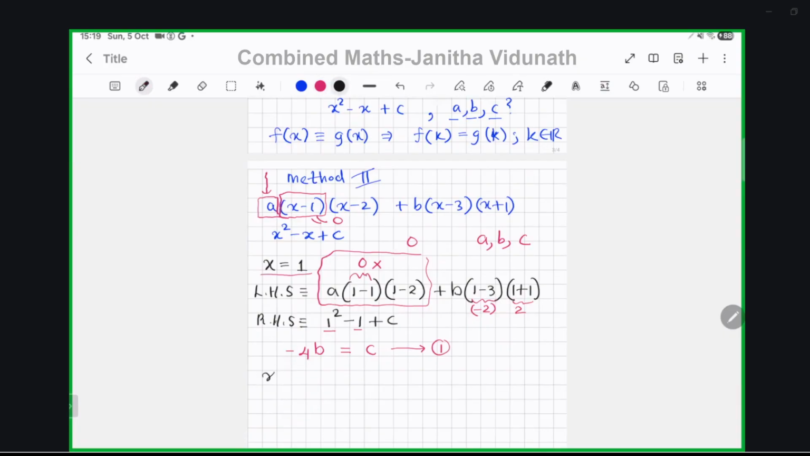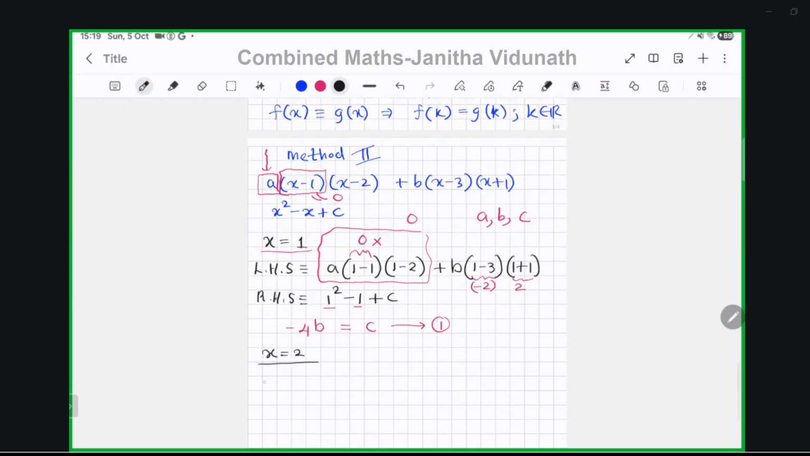if we use x equal 2, now our left hand side is a times (2 minus 1) times (2 minus 2) plus b times (2 minus 3) times (2 plus 1). We simply substitute x with the number 2.